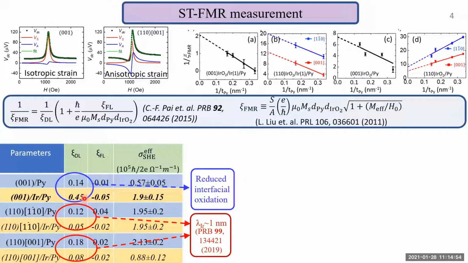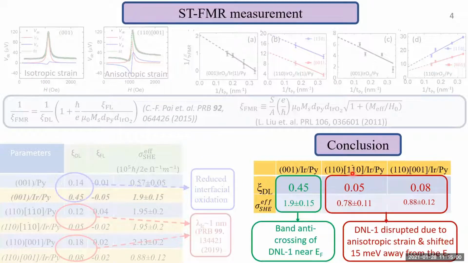If you want to compare everything on one platform, let's compare everything when we have the iridium spacer inserted in all. Here you can clearly see that for the 001 oriented film, the damping like torque efficiency is almost one order of magnitude higher than the 110 oriented films. This clearly suggests the importance of the Dirac nodal lines that were present in 001 oriented planes.